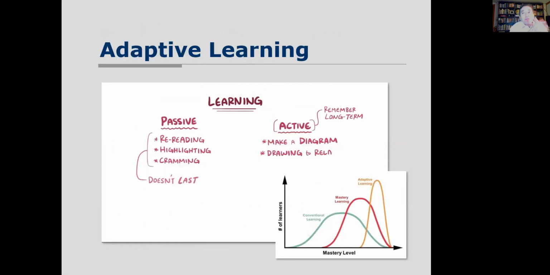So when we do learning, there are two types of learning. There's passive learning, just rereading. Some of you mentioned highlighting, cramming, and most of you realize that this passive type of learning doesn't really last a long time. The active form of learning, making a diagram, many of you said writing down, some of you mentioned visual learning, drawing to reality. This is more important for long term. And so we have conventional learning, mastery learning, and adaptive learning. And this adaptive learning, many of you mentioned doing something in the real world and connecting to reality. That's this adaptive learning.